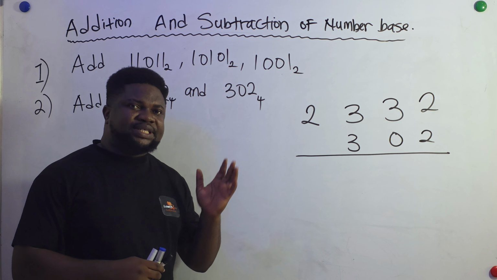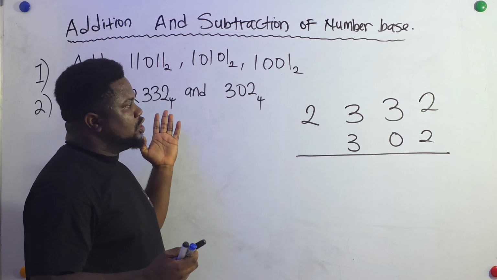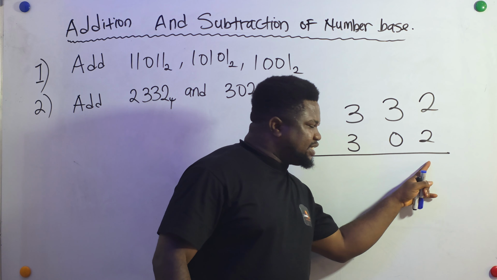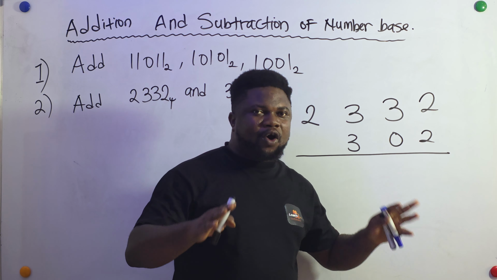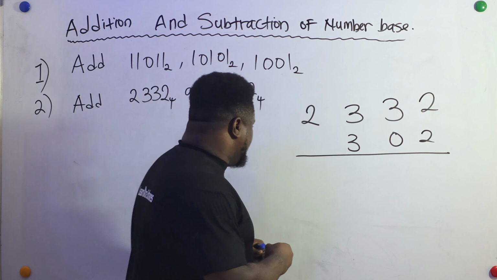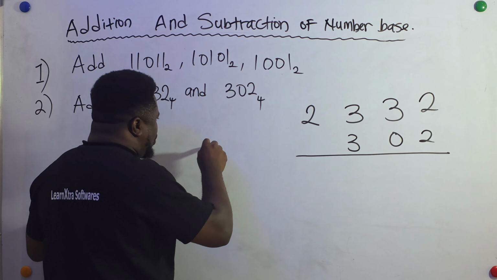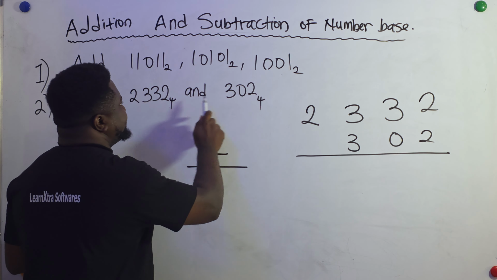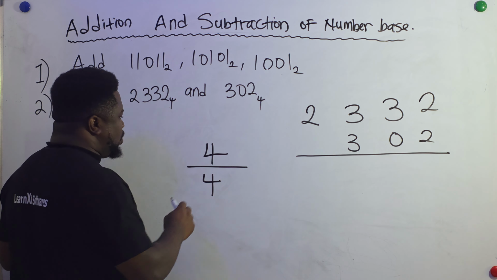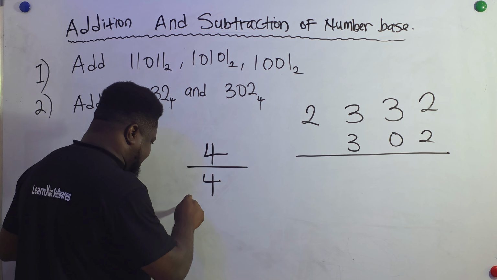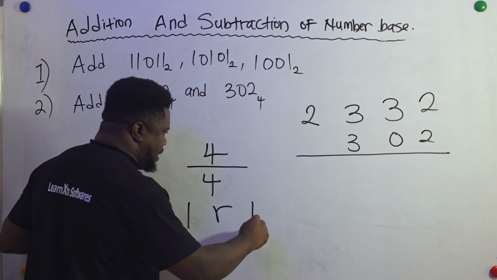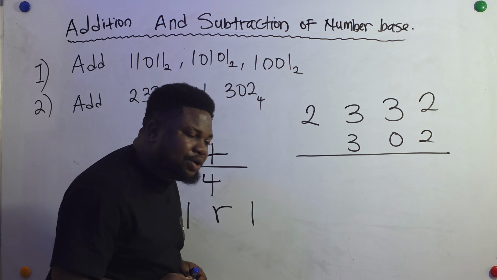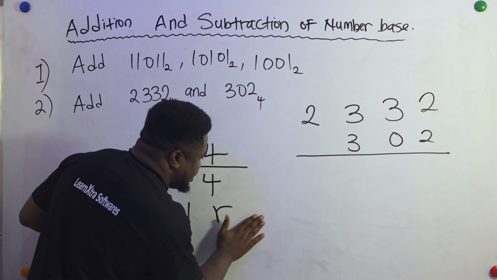This addition we are doing now is carried out in base 4. So let's see. 2 plus 2, what's the answer? 4. Can 4 stay here? No. 4 can't stay in base 4. So what do we do? That answer we got as 4, we shall divide it by the base we are working with, which is base 4. When we divide, what do we have? The quotient is 1, remainder is 1. Sorry, 4 by 4, remainder is 0 and not 1. Don't mind me. Remainder is what?